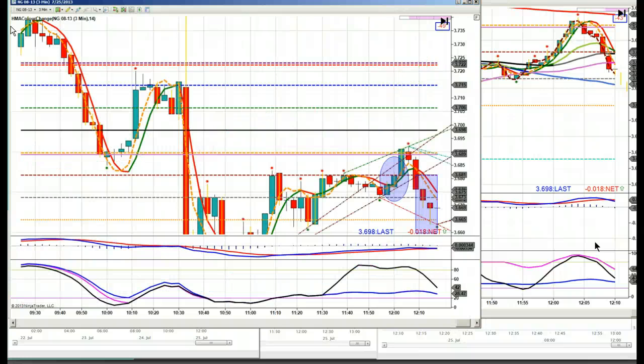Is my 3-minute HMA on the 14? Yes, the HMA is always the default setting. We only use 14, guys. We don't use anything else for the HMA. So whatever the default is, that's the one you use.